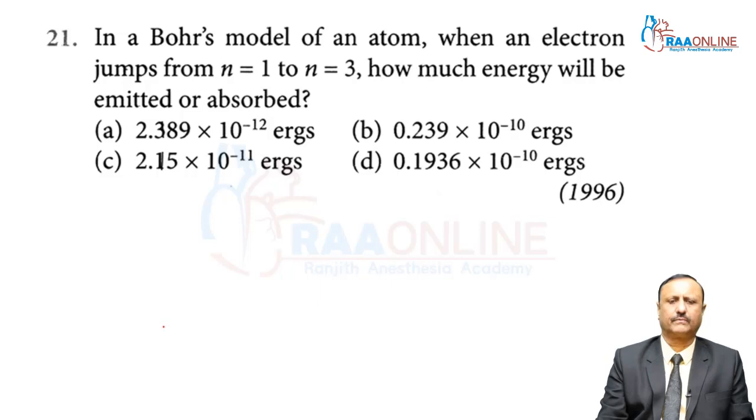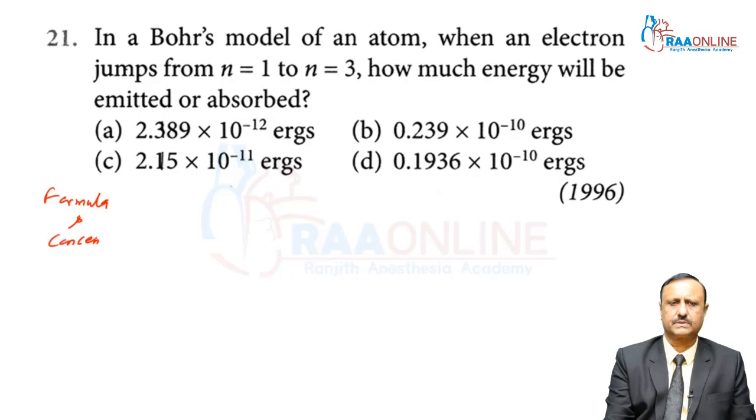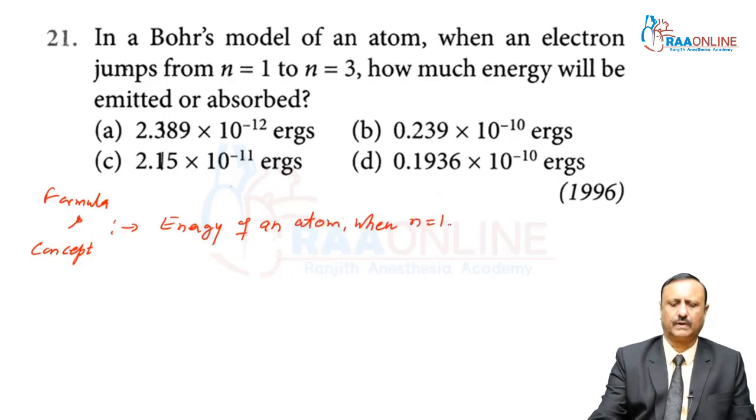Here in a Bohr's model of an atom, when an electron jumps from n is equal to 1 to n is equal to 3, how much energy will be emitted or absorbed? Formula and concept of this question. Here my dear students, we can see what is the formula. Here energy of an atom when n is equal to 1, that is E1 is equal to minus 1312 upon n square in ergs. Here unit is erg. So, you can put here minus 1312.